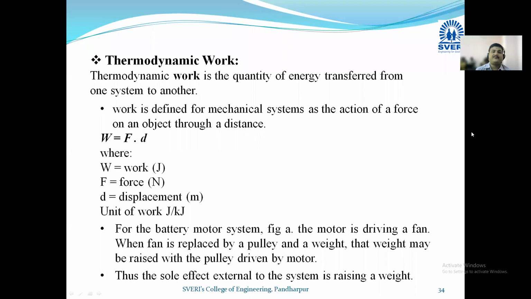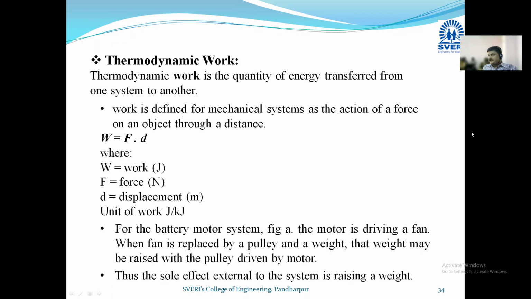What do you mean by work? Thermodynamic work is quantity of energy transferred from one system to another. Work म्हणजे काय आहे? It is quantity of energy. Work म्हणजे काय? एनर्जी ट्रान्सफर आहे. एनर्जी ट्रान्सफर मुळे वर्क कॅरी होतं. ओके, and there are different types of the work also. वर्कचे वेगवेगळे टाइप पण आहेत. कोणकोणते टाइप आहेत ते आपल्याला पुढे शिकायचे.